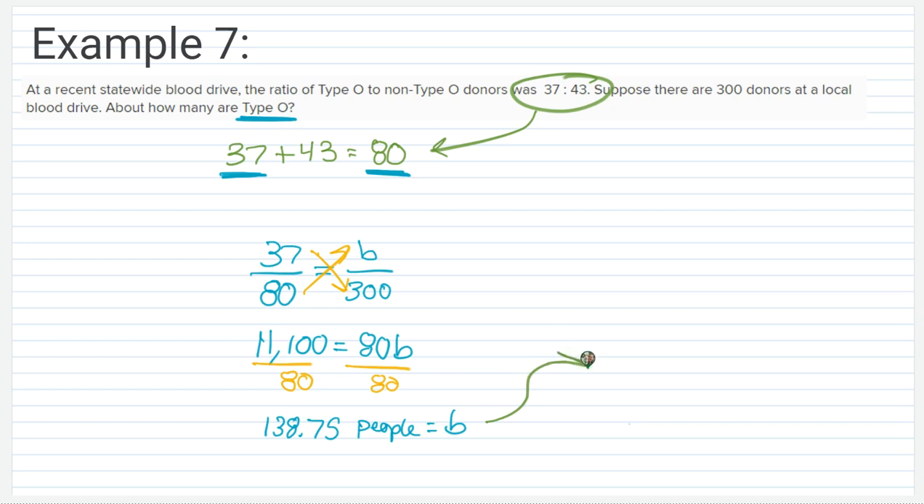I would just double check with your teacher what they would require. I know for my students, I say to round down in this situation because if you have 139, that's actually not true. If you're looking for a specific blood type, you need a quarter of a person more to actually make it 139 donors. So we're going to say it's approximately 138 donors for the final answer on this question.